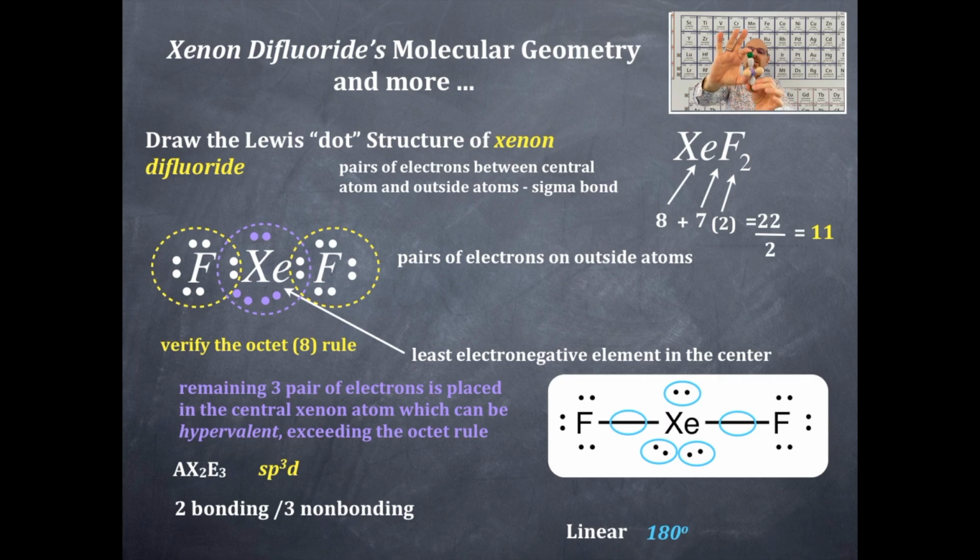Now, is there a difference in electronegativity right here? So do you have polar bonds? The answer is most certainly yes. Now, is the molecule symmetrical or asymmetrical? It is symmetrical.